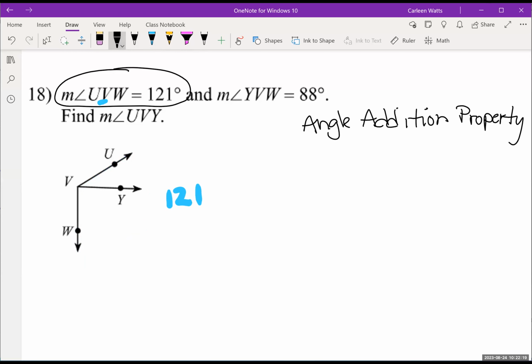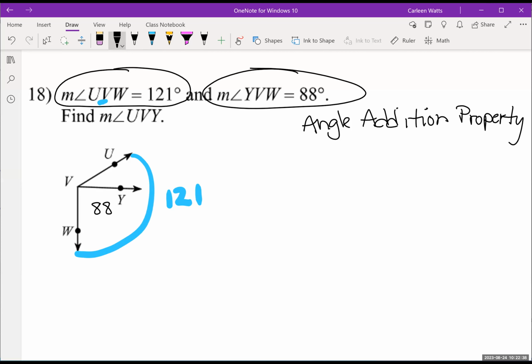Okay, now let's do this one. YVW is 88. YVW. Start at Y, draw into V, draw out to W. So this is 121. YVW is 88. So how can I get this missing piece?